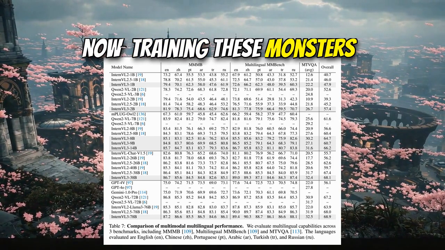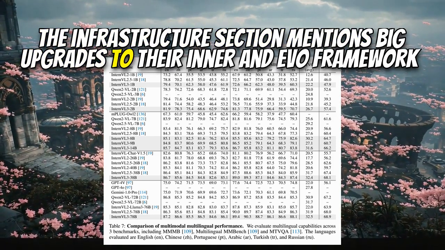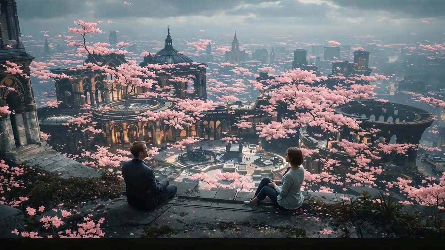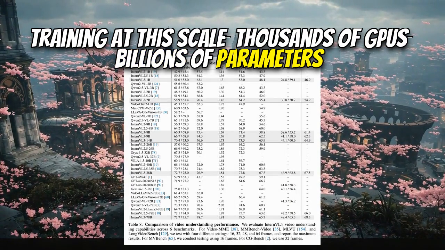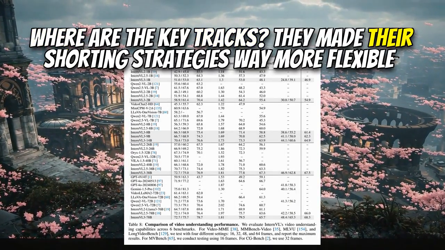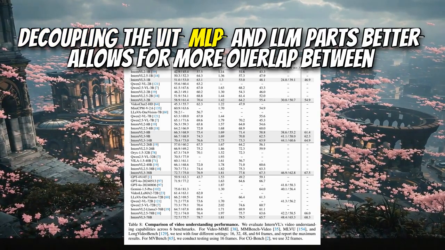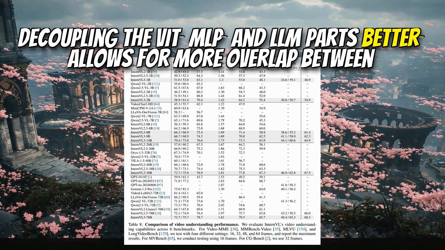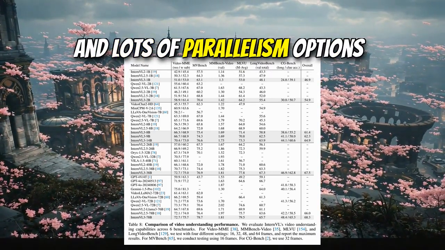Now, training these monsters, the infrastructure section mentions big upgrades to their InternEVO framework. Oh yeah, training at this scale, thousands of GPUs, billions of parameters. It's a massive engineering challenge. What were the key tricks? They made their sharding strategies way more flexible, decoupling the ViT, MLP, and LLM parts better, which allows for more overlap between computation and communication. And lots of parallelism options.